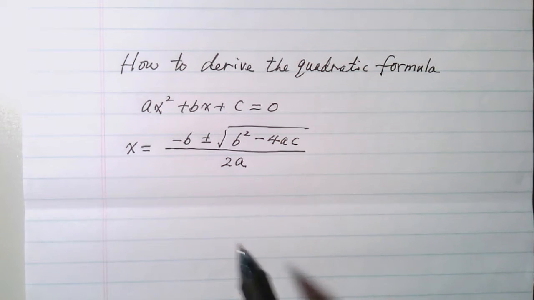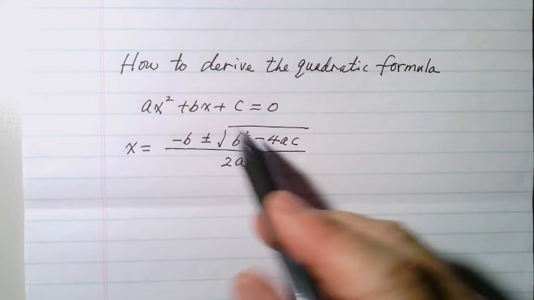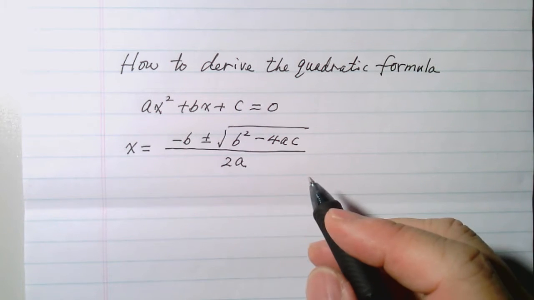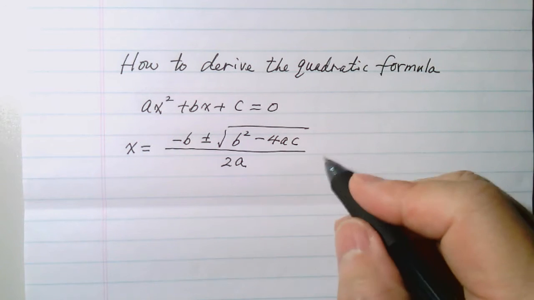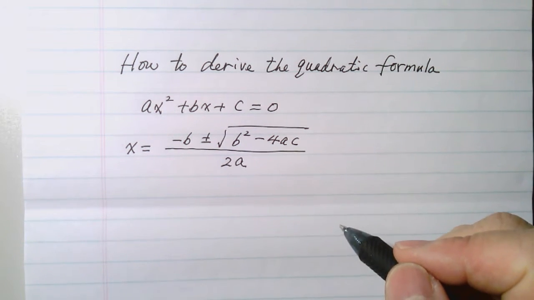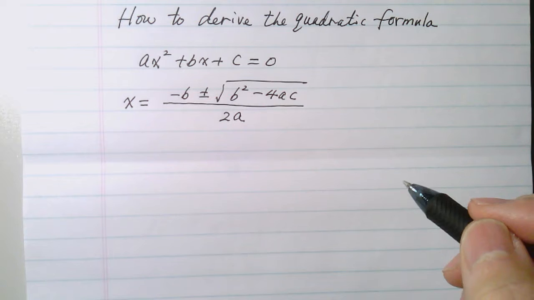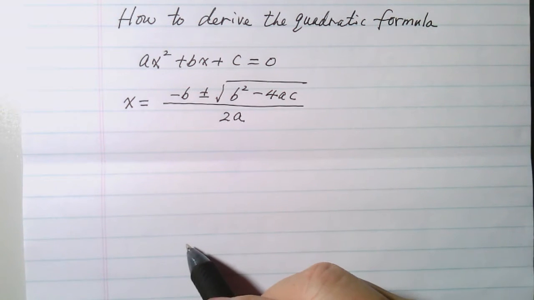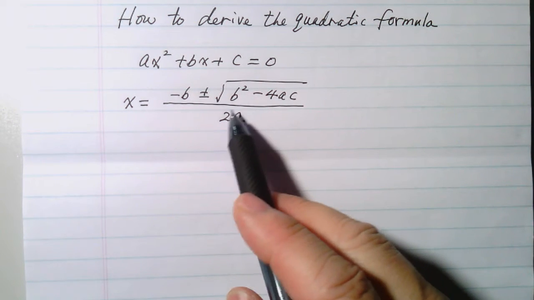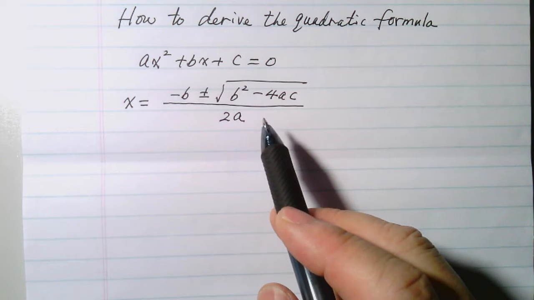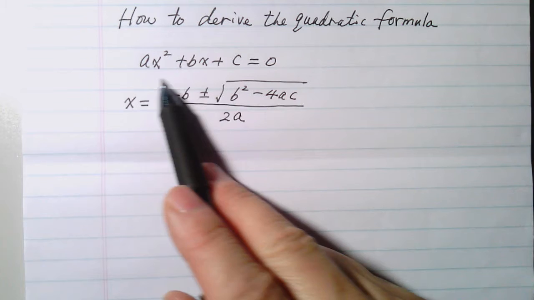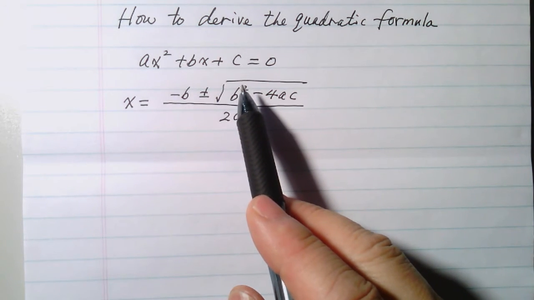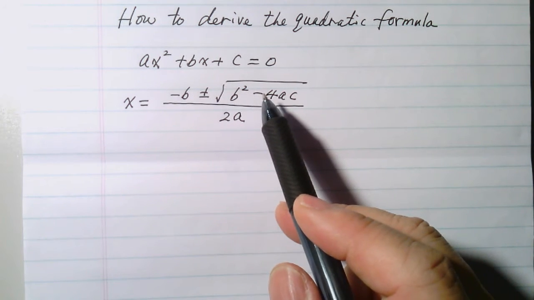Many people think this formula is very difficult and complicated. And the question here is how we actually derive this formula. Let's take a look at this. Deriving this formula is the same as solving the quadratic equation by completing the square. So let's take a look here.